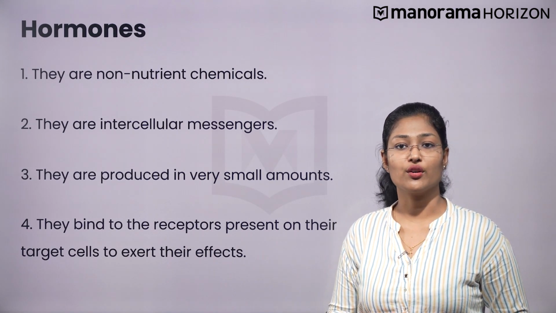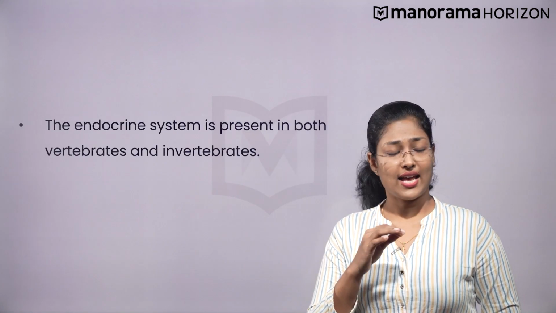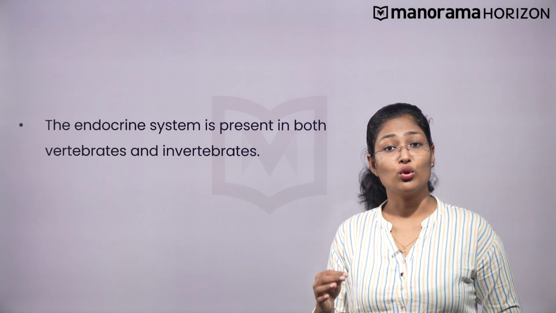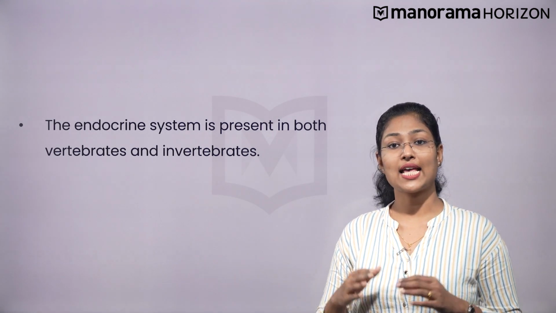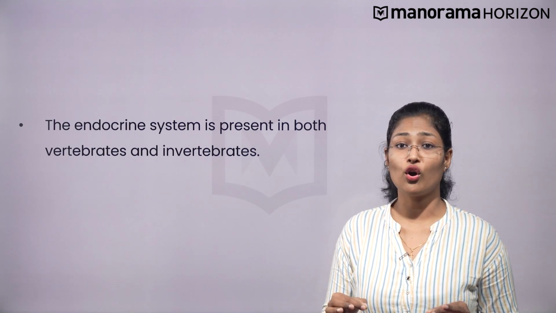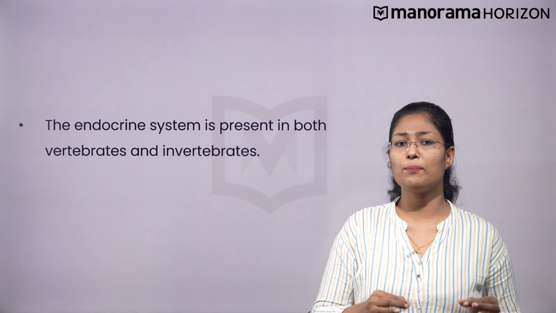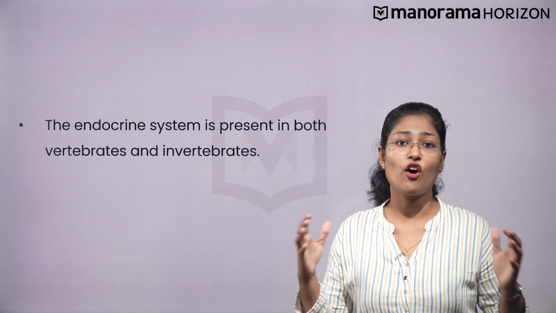I have a doubt here. Do all organisms have an endocrine system? The endocrine system is present in both vertebrates and invertebrates. Though invertebrates have a simple endocrine system that produces only a few hormones, when compared with the complex endocrine system of vertebrates that produces a large number of hormones.